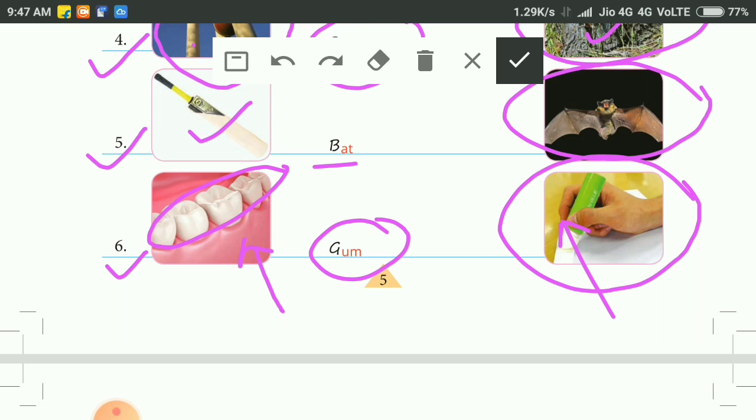In this way, page number 5 is completed. Watch the video and enjoy the class. Enhance your knowledge also. Thank you.